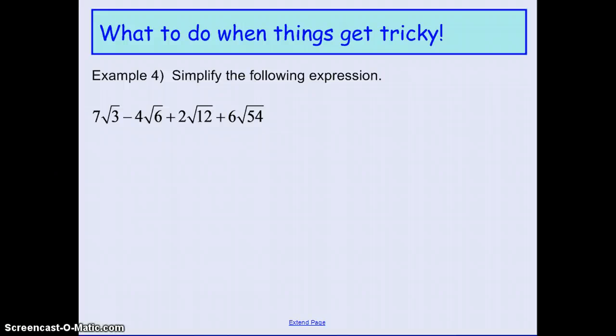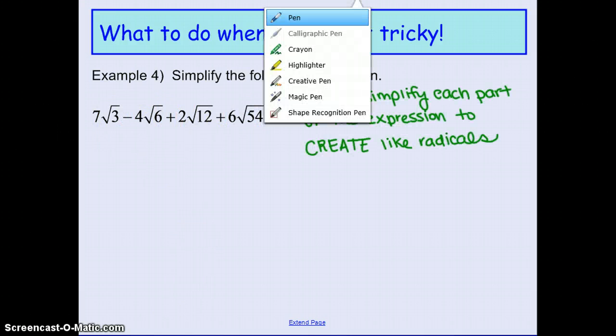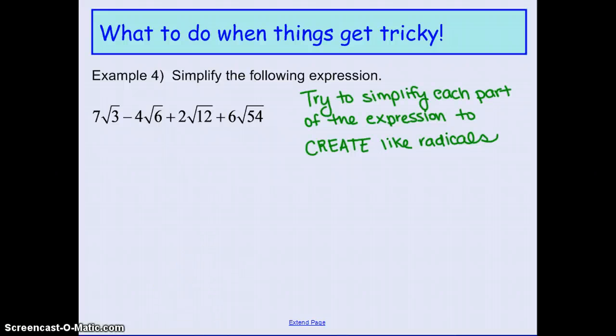So what do I mean? What I mean is, maybe if we try to simplify this 2 radical 12, which is a little big, and this 6 radical 54, which is a little big, we might come out with some radical 6s or radical 3s. So we're just going to try to simplify each part of the expression to create some like radicals. So we'll try to do a little bit of simplifying.